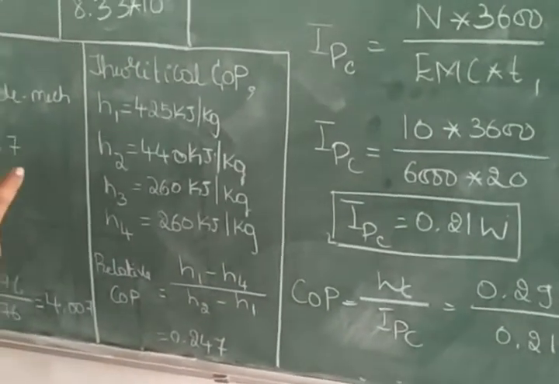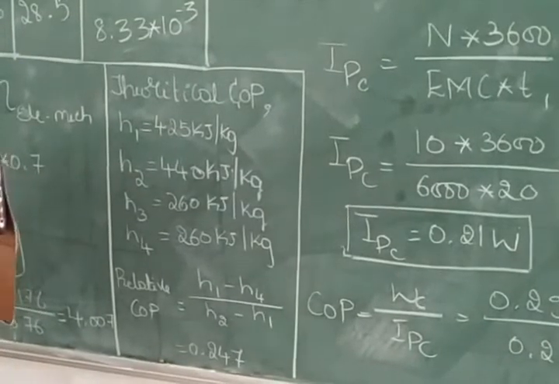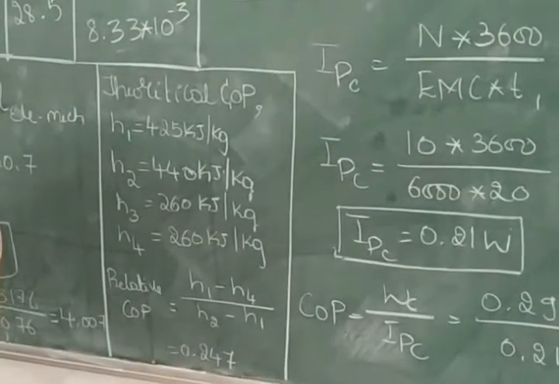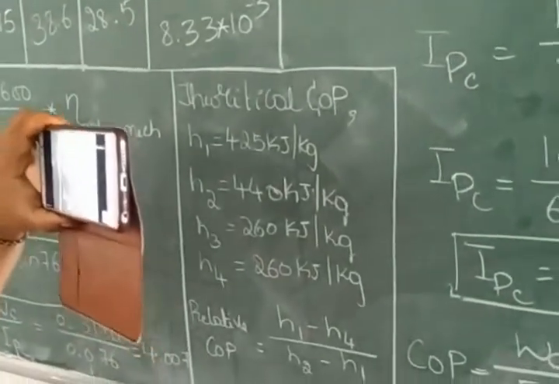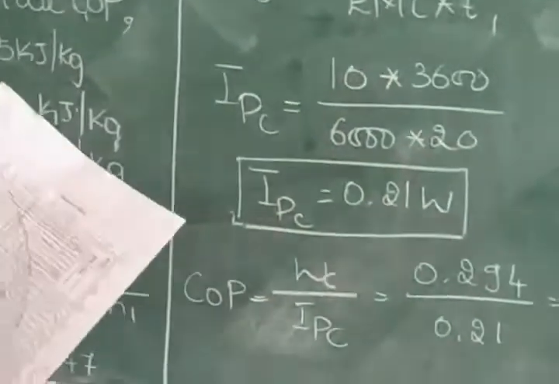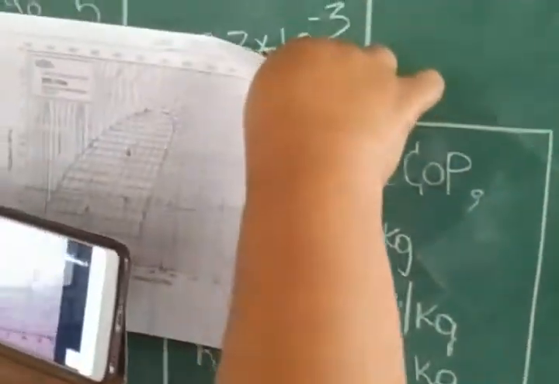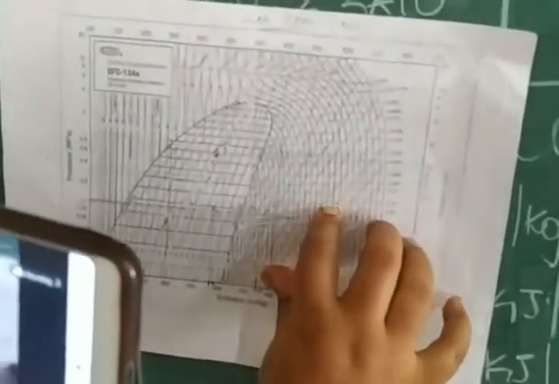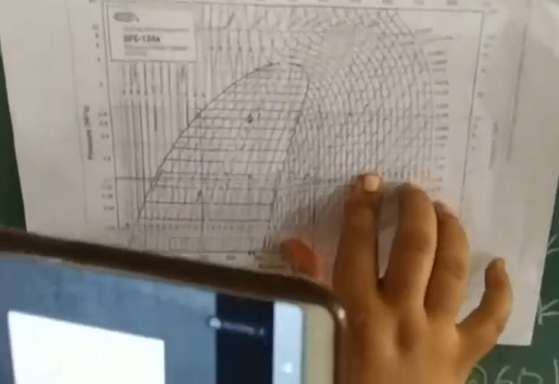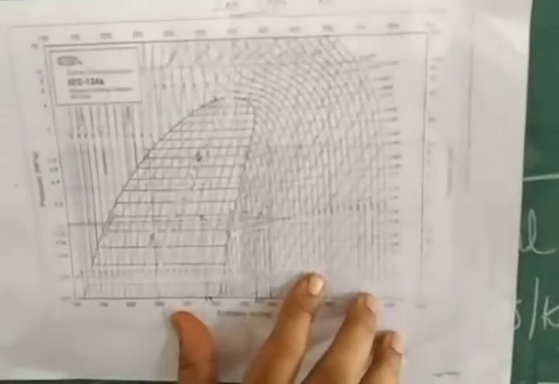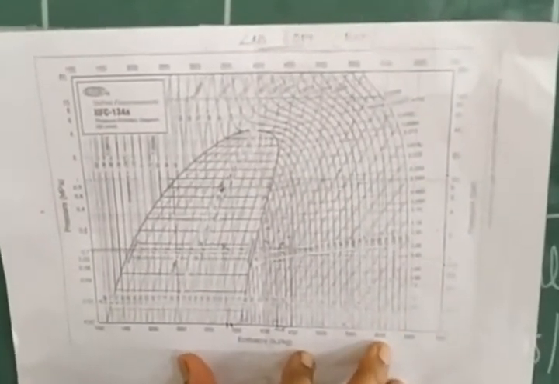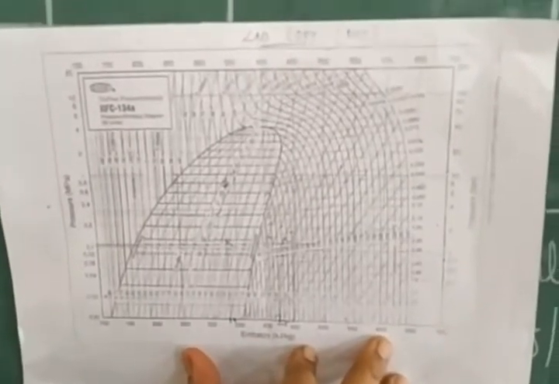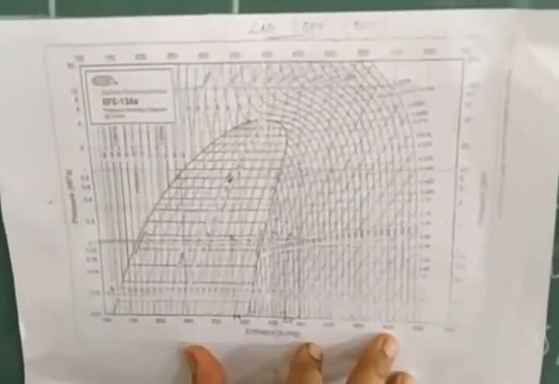Coming to the theoretical calculations. I told you that the refrigerant used is HFC 134A. HFC stands for hydrofluorocarbon, and there is no chlorine content here. If you look at this graph, this is a separate pH diagram, we can say pressure enthalpy diagram. Based on this, I have to mark the points.